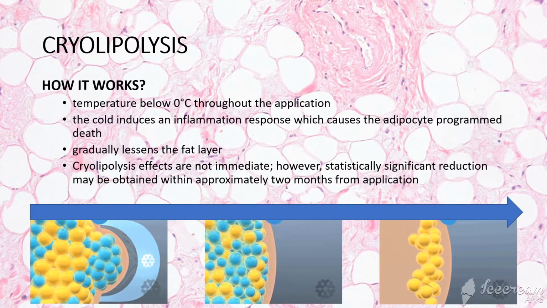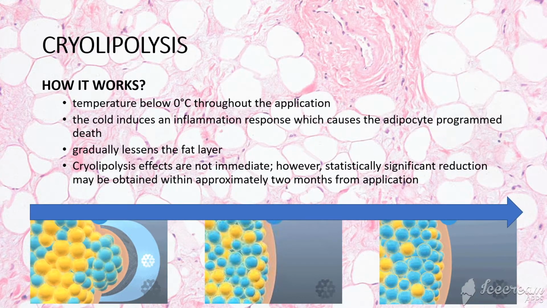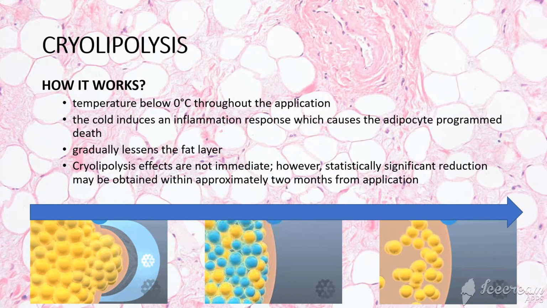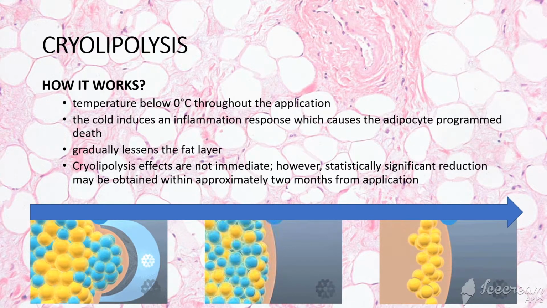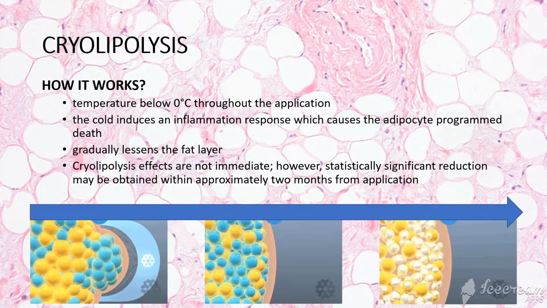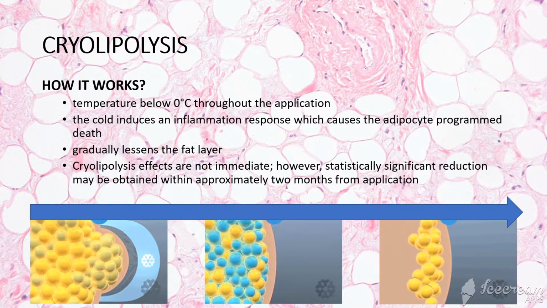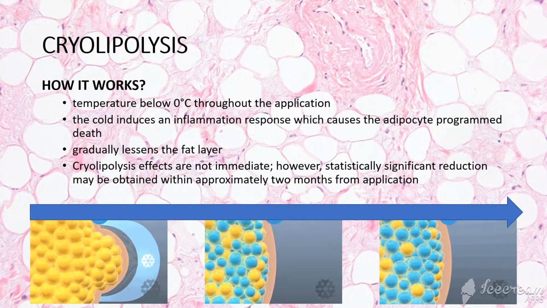The cryolipolysis device is placed by a doctor on the area where the fat tissue is to be reduced. This device creates a vacuum effect, sucking the area and then starting to cool the zone.